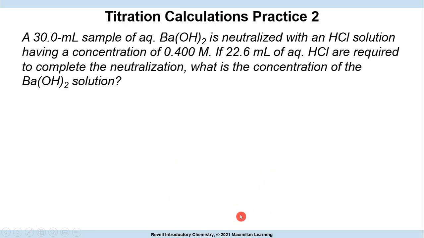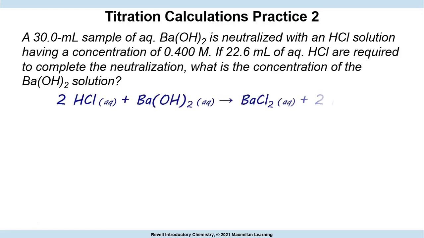Now let's look at an example. A 30.0 milliliter sample of aqueous barium hydroxide is neutralized with an HCl solution having a concentration of 0.400 molar. If 22.6 milliliters of aqueous hydrochloric acid are required to complete the neutralization, what is the concentration of the barium hydroxide solution? Now, the first thing is that we have to write out the balanced equation. And here we see that the coefficients are not the same. So we have to determine the moles of each of them.